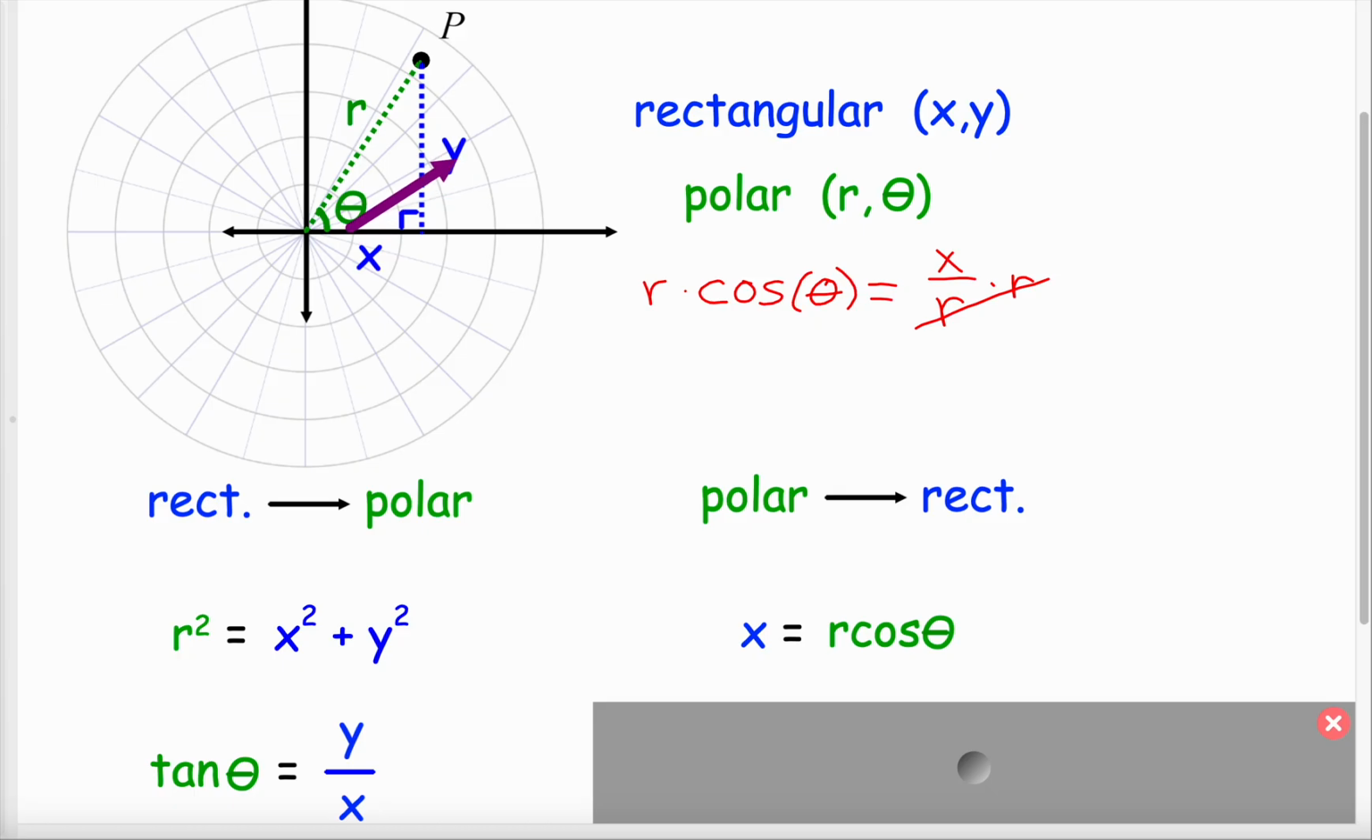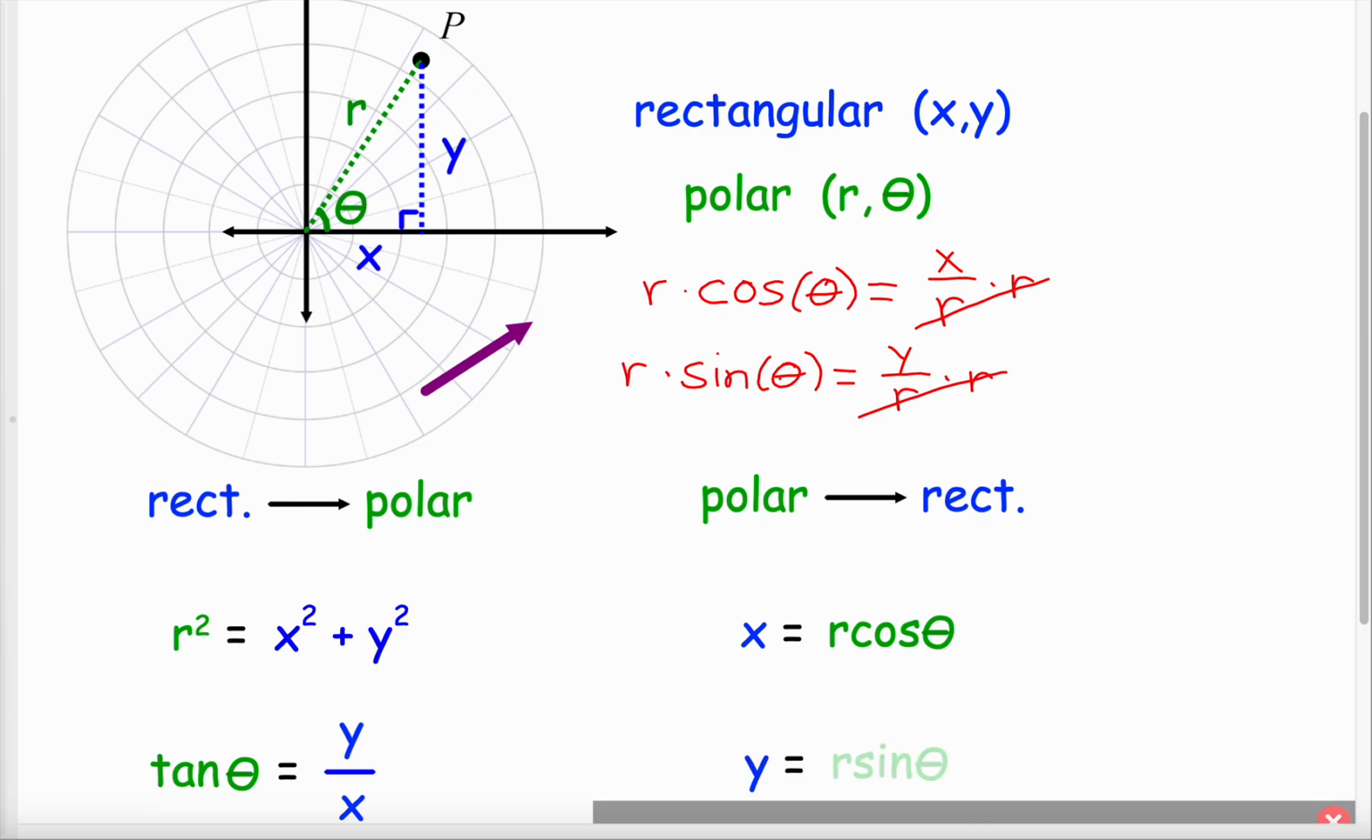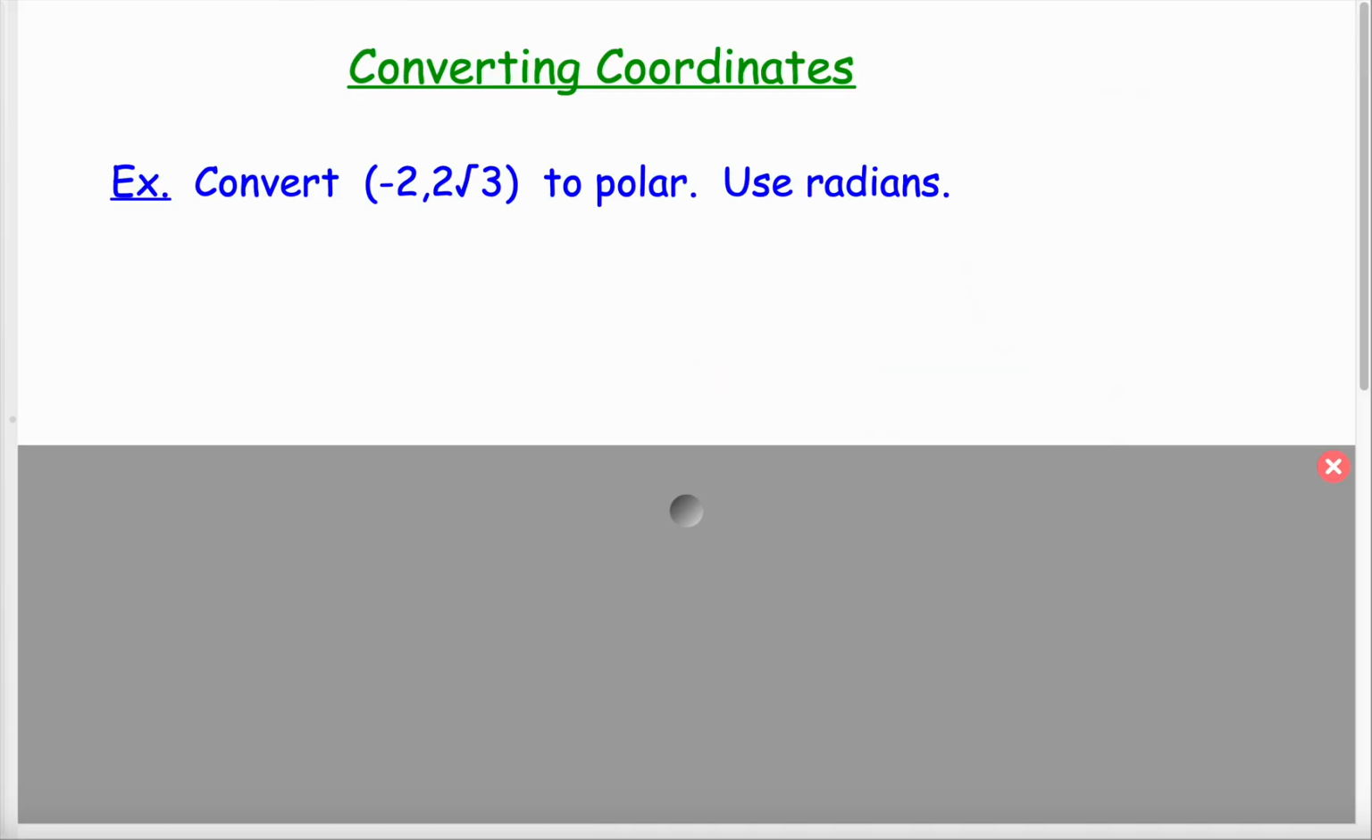All right, how about the y? Well, y is the opposite leg, so you're probably already a step ahead of me. We know that the sine of theta is equal to the opposite, which is y, over the hypotenuse, which is r. Once again, multiplying both sides by r, now I have a value for y. y is equal to r sine theta. So now I have my conversions between the two systems. If you have the x and the y, you should be able to find r and theta. If you have the r and the theta, you should be able to convert back and get the x and the y. All right, so let's try a few examples and let's see how you do.